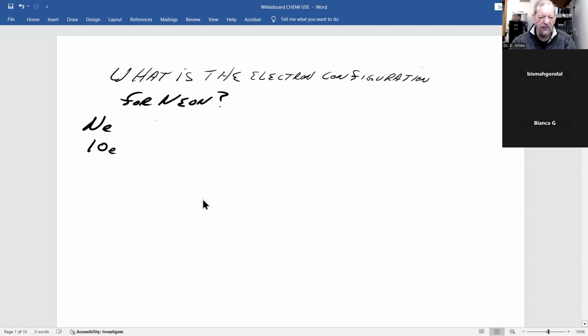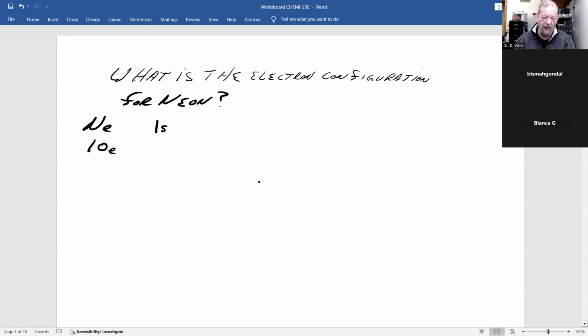The first shell is 1. You always start at the lowest energy, that's 1. Shell 1 has 1 subshell, and the lowest subshell is 1s. Remember, a subshell is designated by a number and a letter. So the only subshell in shell 1 is 1s.